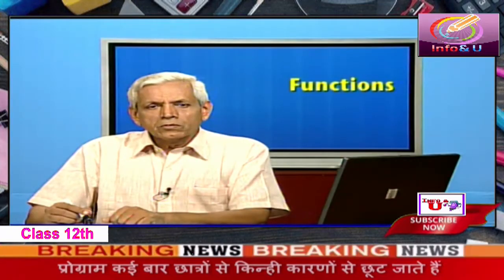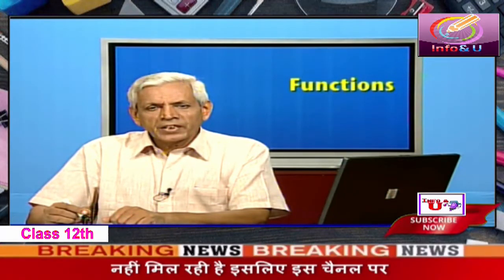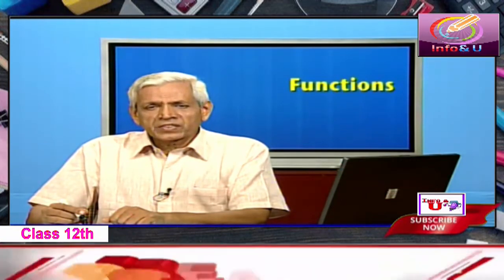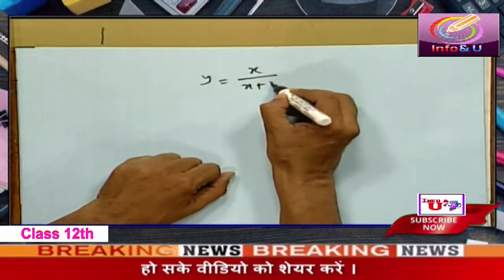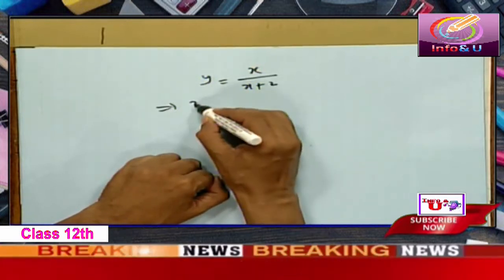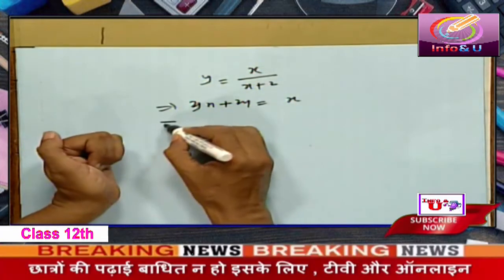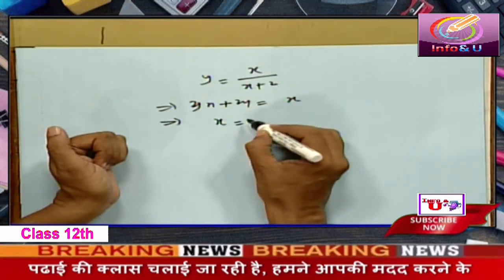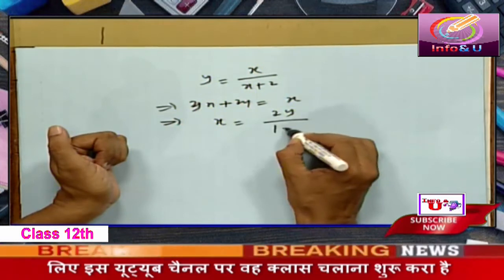Now, to go for the inverse of the function, first of all let us find the range of f. Before that, let us see whether the given function is onto or not. For that we write y is equal to x upon x plus 2. This gives yx plus 2y is x. Finally we get x is equal to 2y upon 1 minus y.